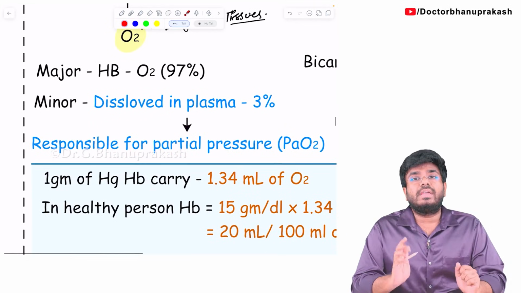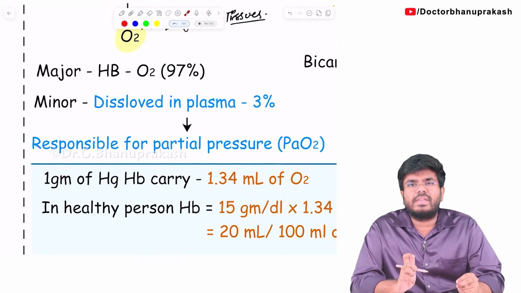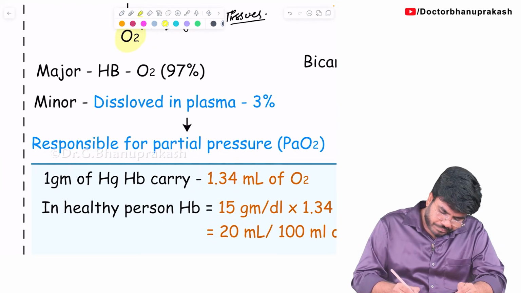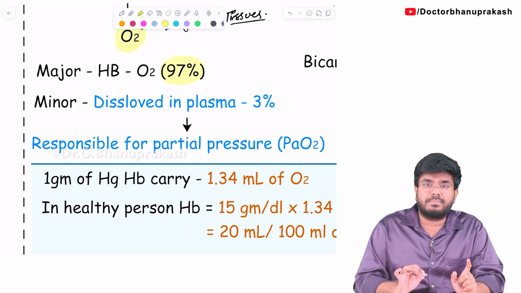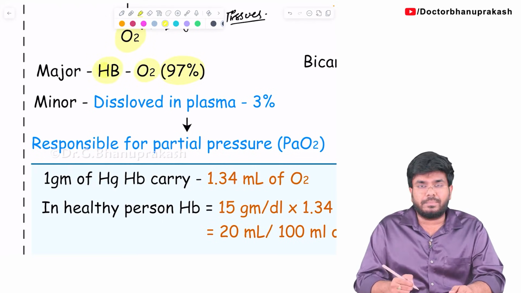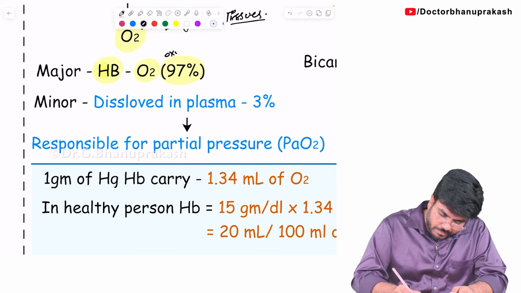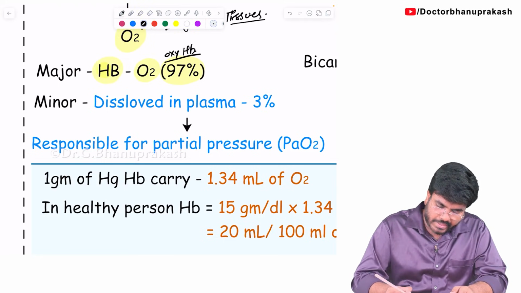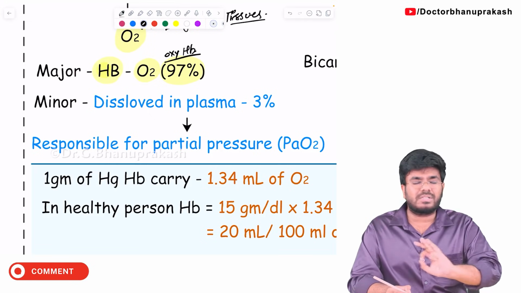See, there are two ways by which we will transport the oxygen. That is, 97% of our oxygen will go along with the hemoglobin, Hb. So this is called oxyhemoglobin. So 97% of the oxygen is going along with the hemoglobin, as oxyhemoglobin.